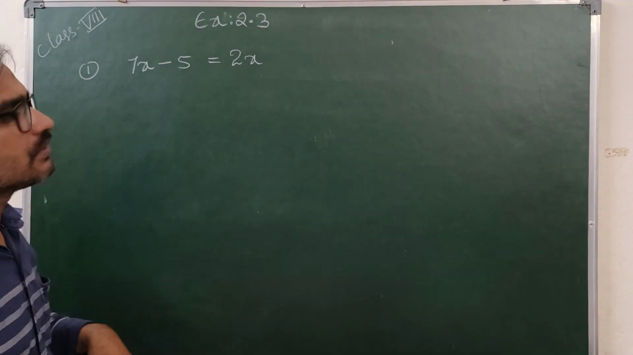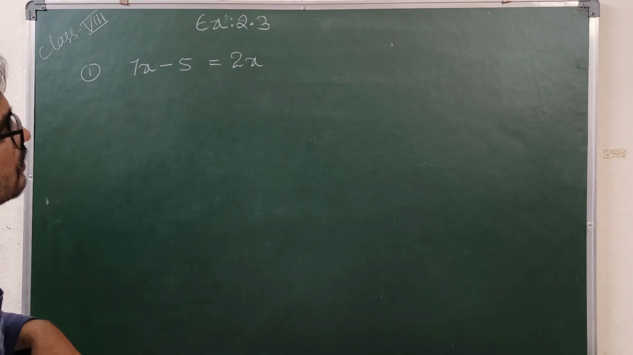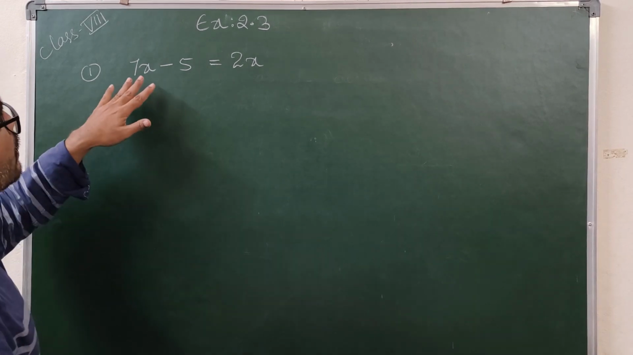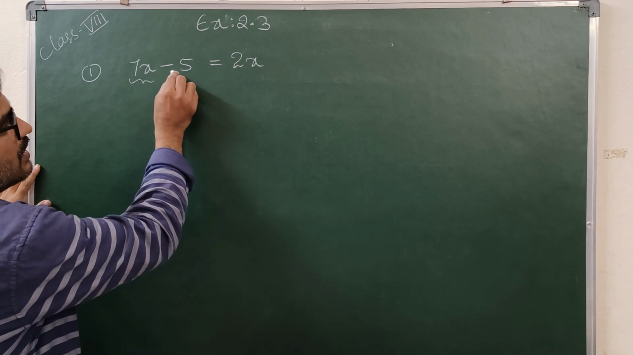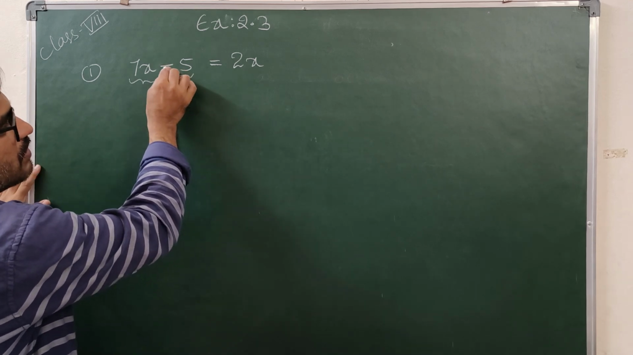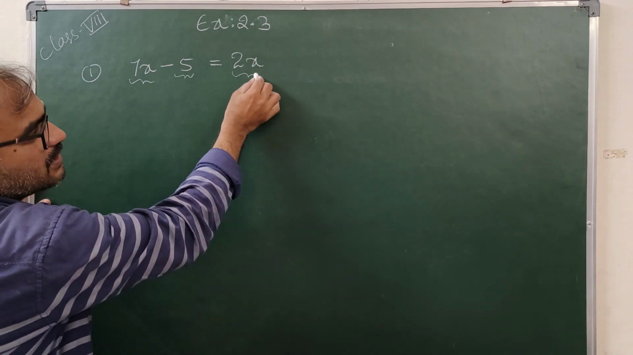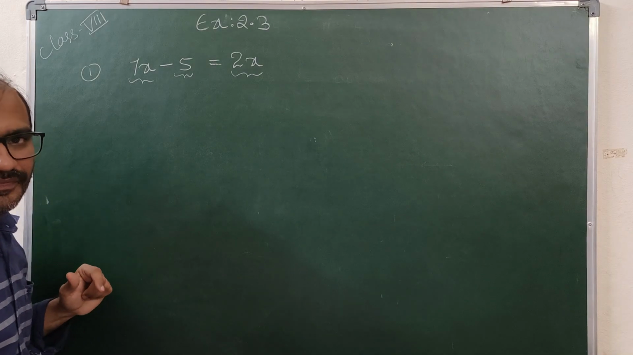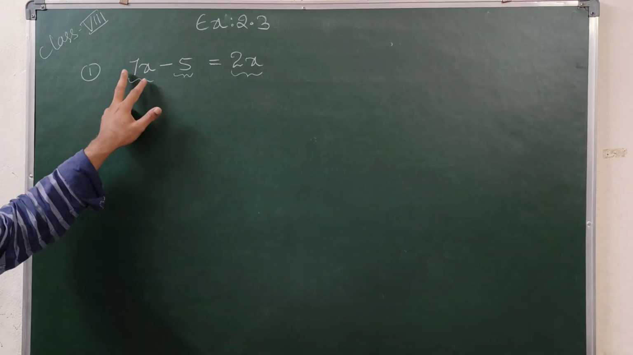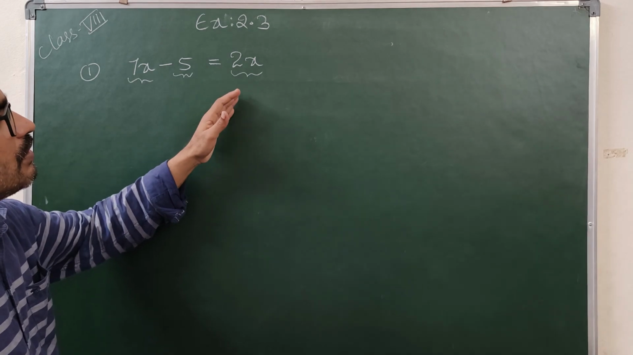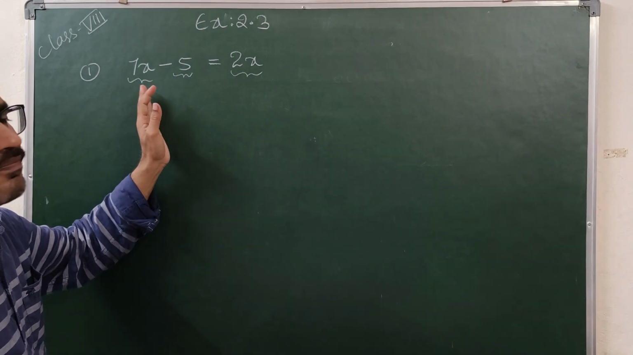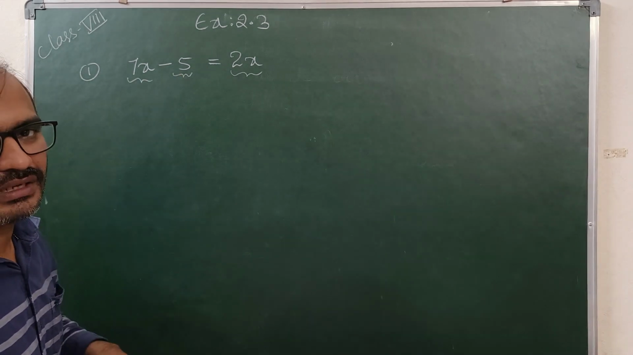Solve the equation for x, right? Now, 7x is the variable term and 5 is the constant term. Here, minus 5 is present and 2x is also a variable term. So as the variable is available on both sides of the equation, we have to take all the variable terms to one side and the constant terms to the other side.